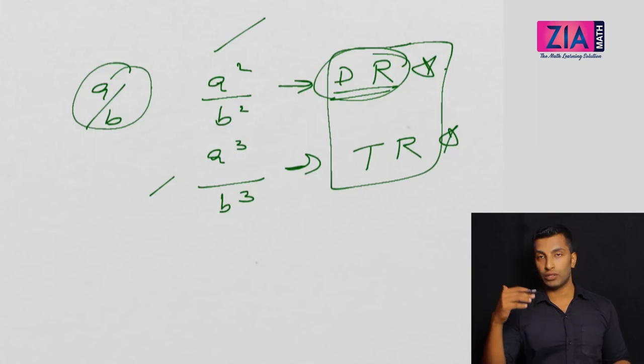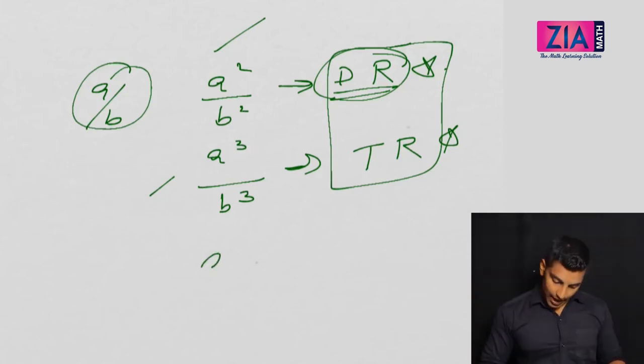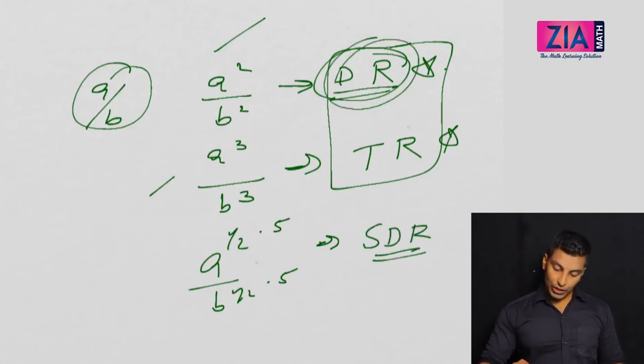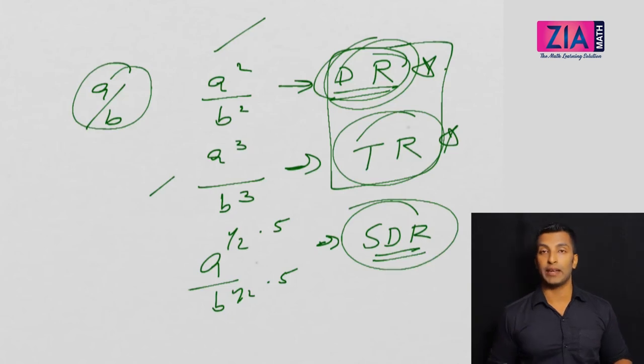Sometimes they will give you triplicate ratio in your question. So you need to understand that it was compounded itself 3 times. That's what triplicate ratio is. What about half? That is A raised to 1 by 2 and B raised to 1 by 2, or A raised to 0.5 and B raised to 0.5. What we call this is sub-duplicate ratio. So this is duplicate ratio, triplicate ratio, and now sub-duplicate ratio. These 3 words need to be known to you.